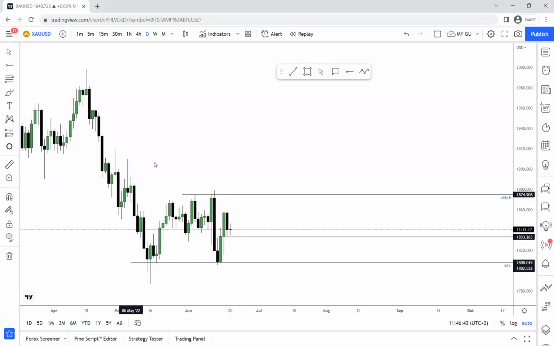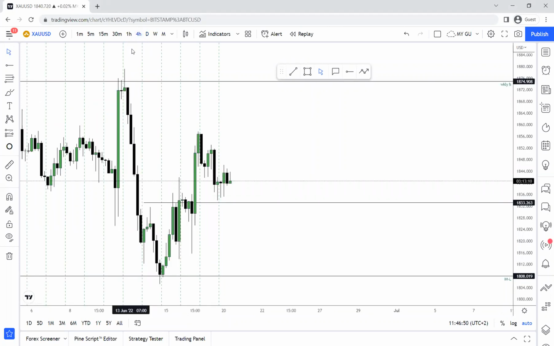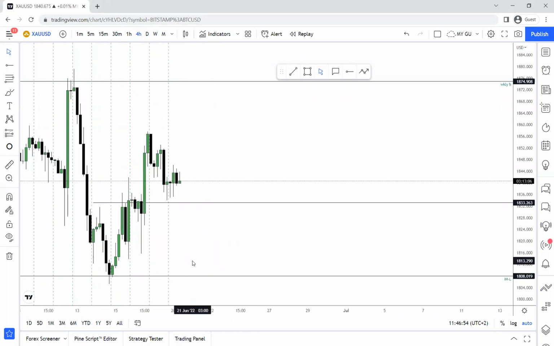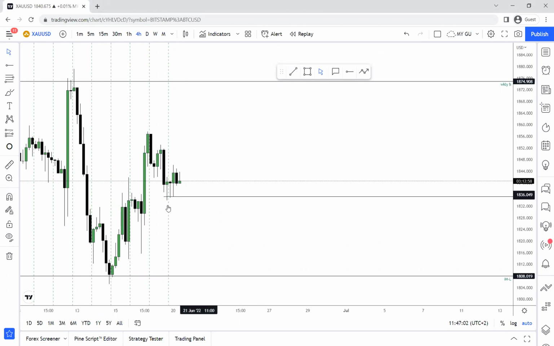So let's move on to the 4-hour time frame. On the 4-hour time frame, this is where things get interesting. We still need to move our zone. We can even just move it to these lines right here, these weeks.